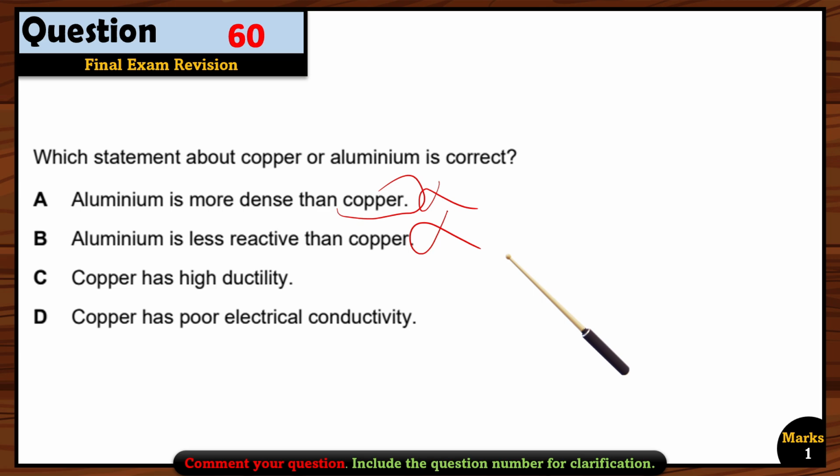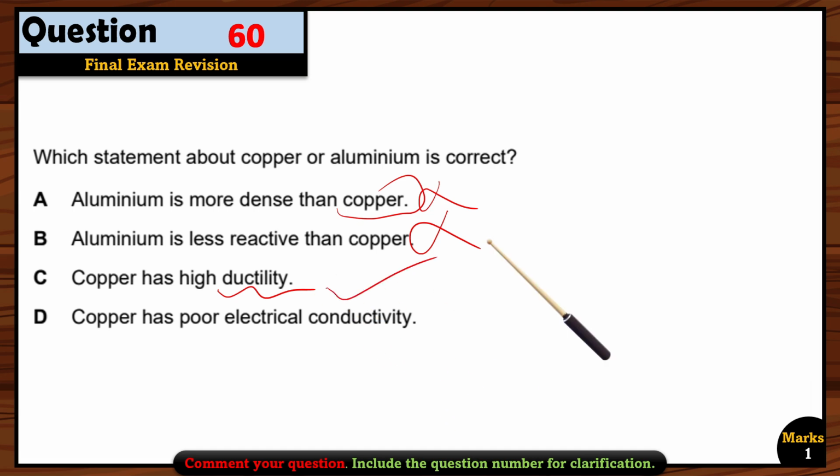That's why we use copper in making wires. This is the best property of copper that makes it useful to use in wires. So why do we use copper in making wires? Because it is highly ductile. Ductile is the property of metals to change their shape into wires. So option C is the right option.